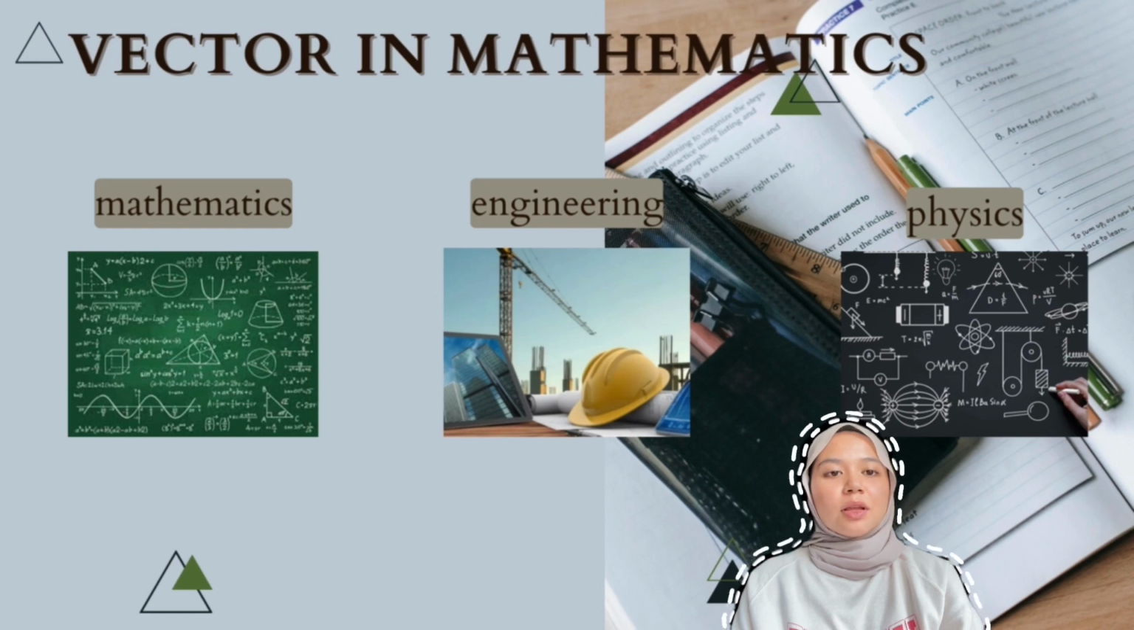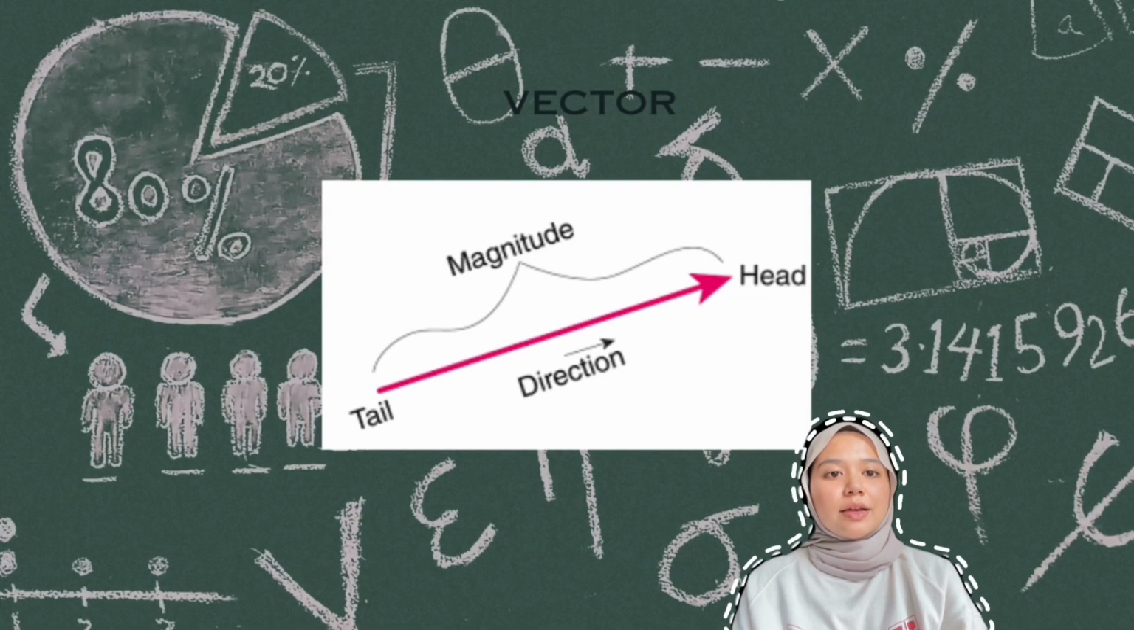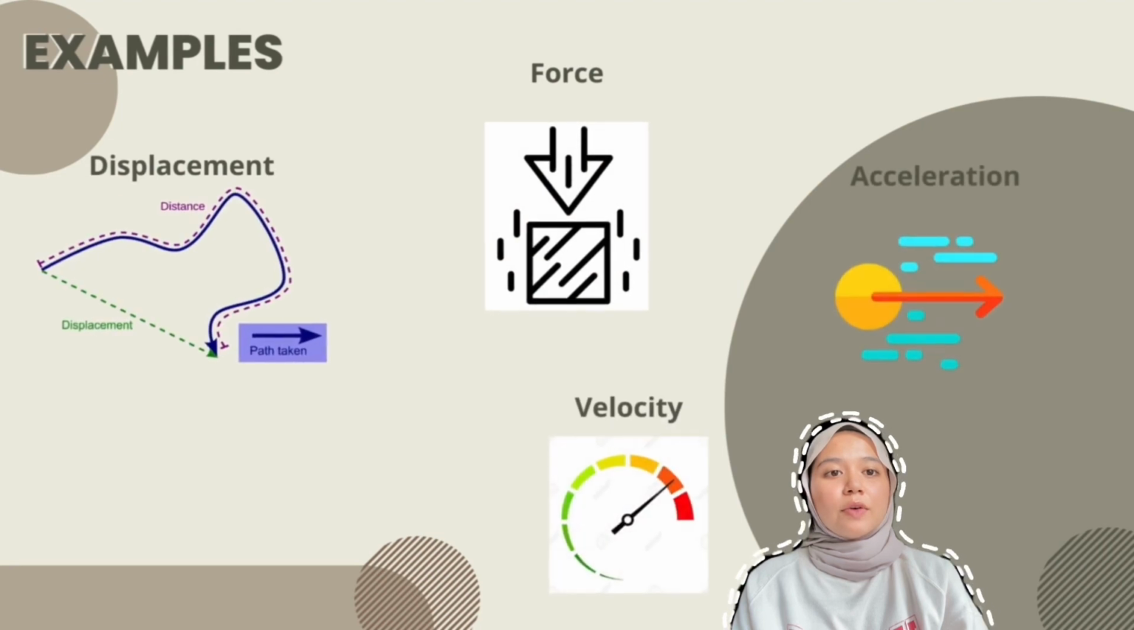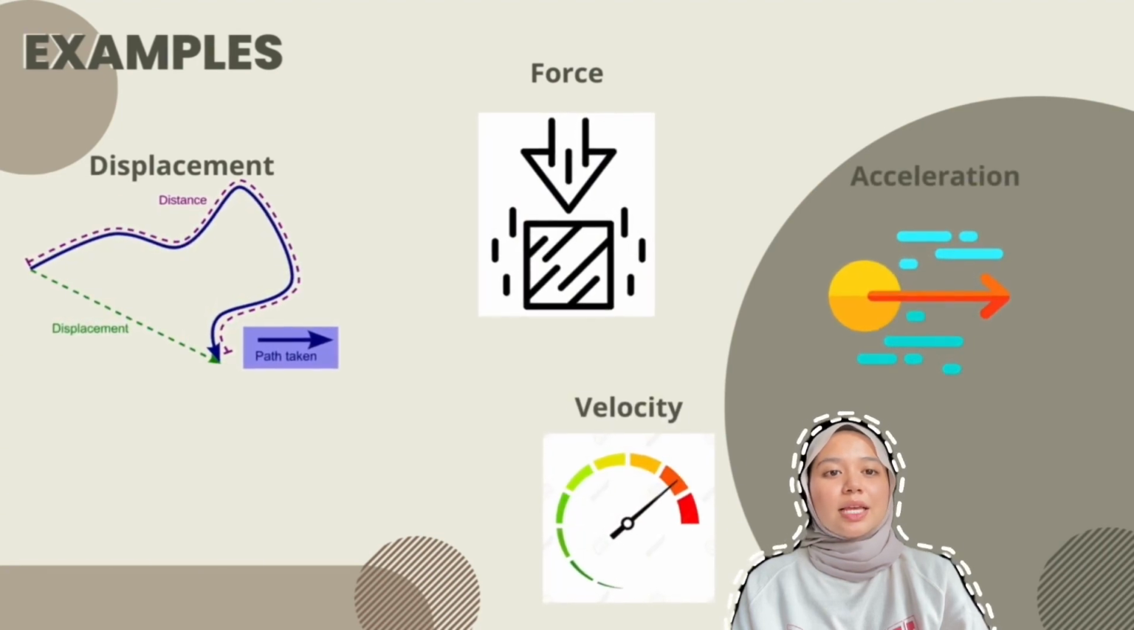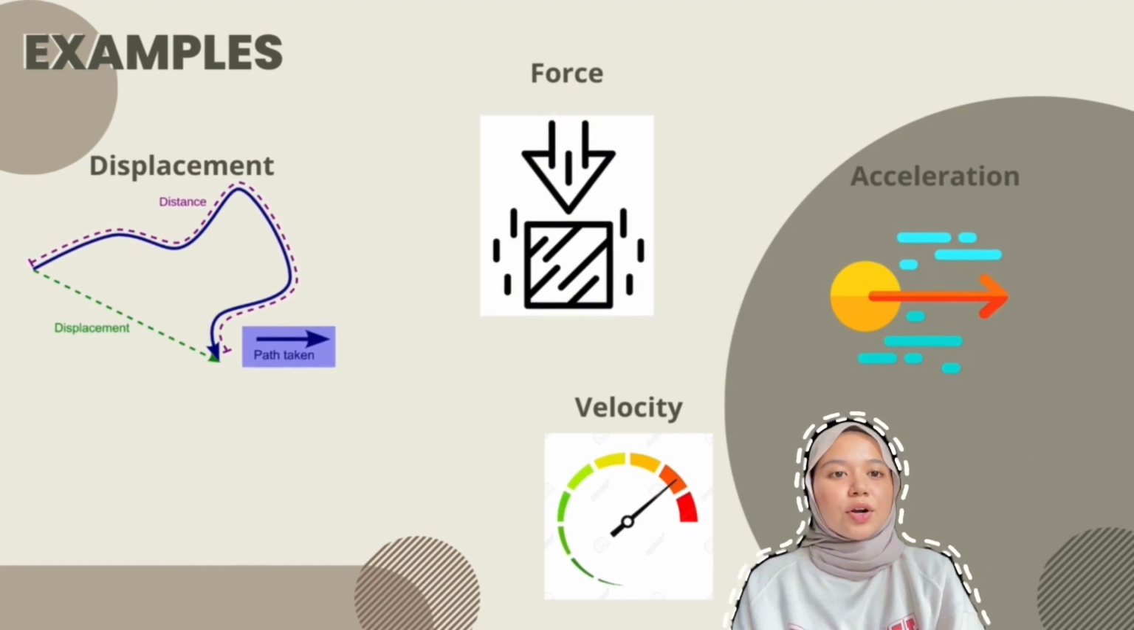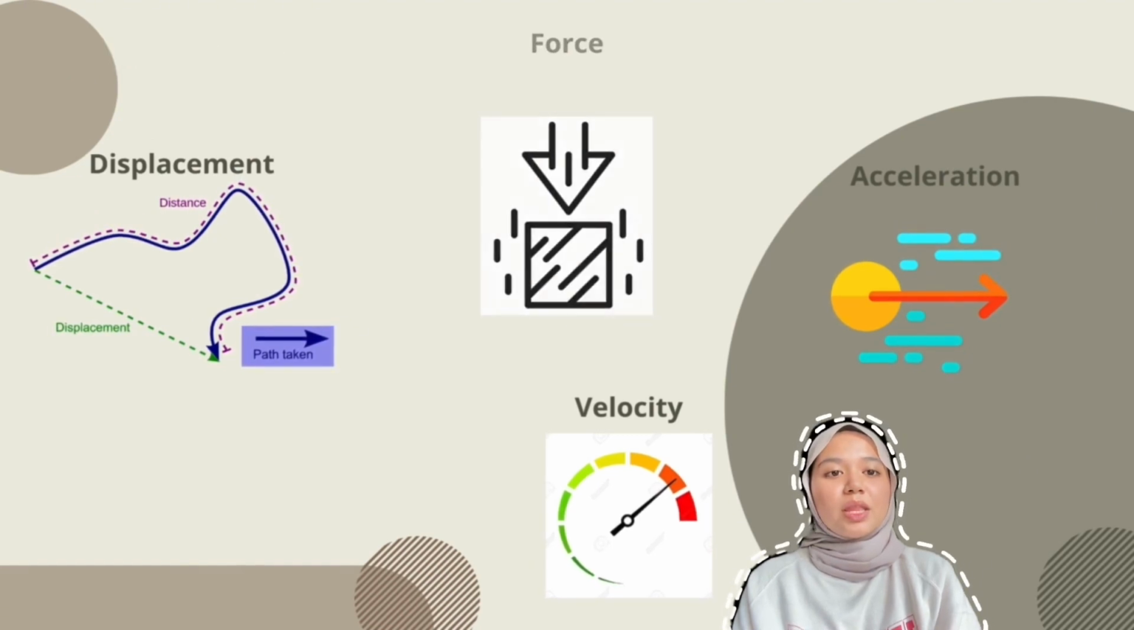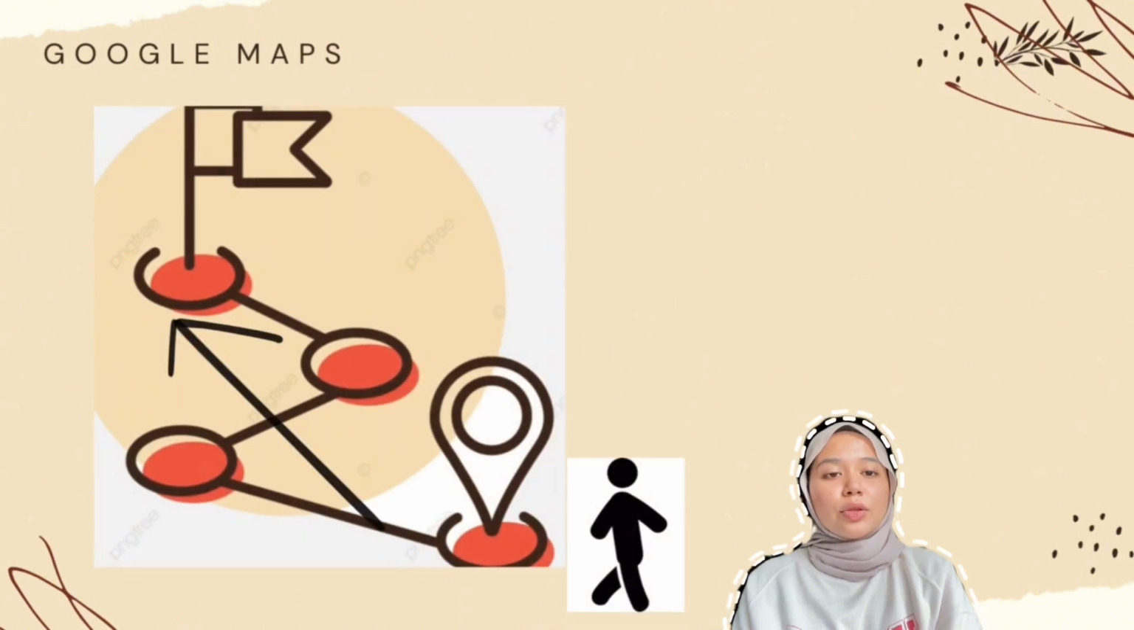Okay, vector. Vector is a term which is used in mathematics, engineering and physics. A vector is a quantity that has both magnitude and direction. Some examples of vectors include various quantities such as displacement, velocity, force, acceleration and many more. For example, when you are searching for a location through Google Maps by using GPS, it will give us the distance of the journey along with the direction of the journey. Every second, it calculates the best possible route and direction by using a lot of vectors.